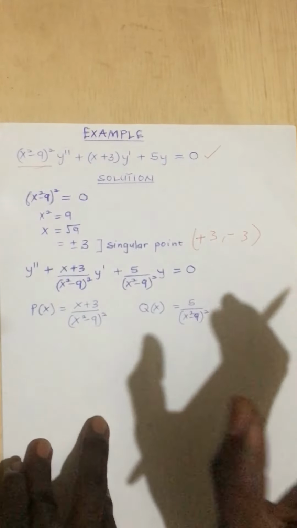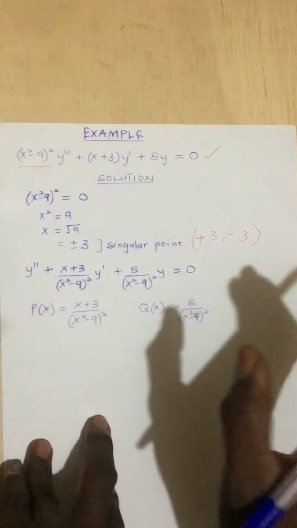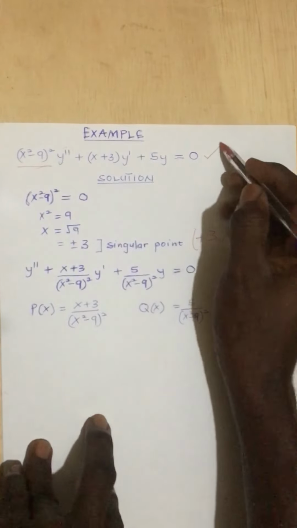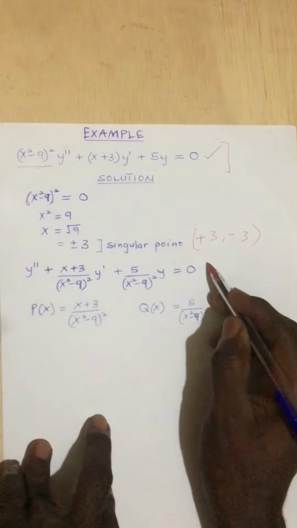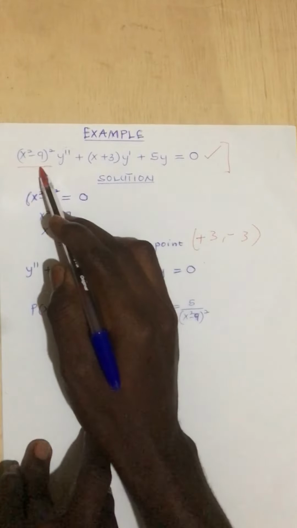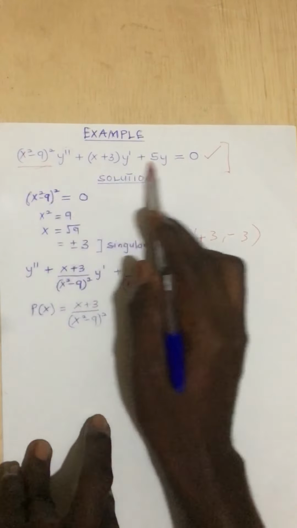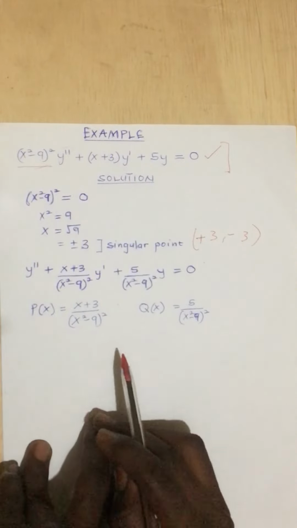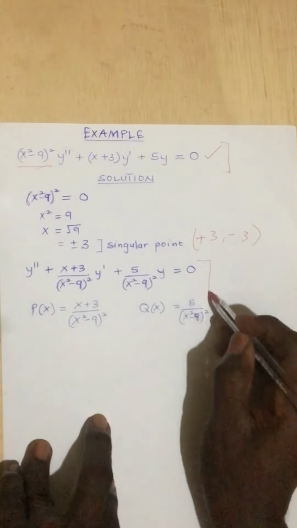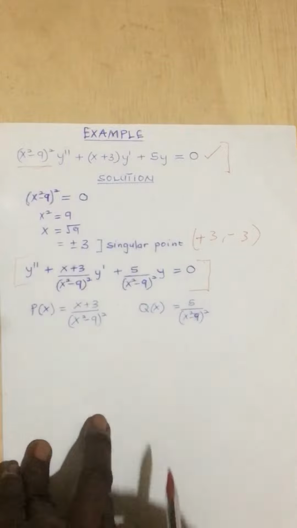So what we are going to do next is write this equation in standard form. You just divide by the highest order coefficient, which is this, and divide through the equation. When you do that, we are going to get this.